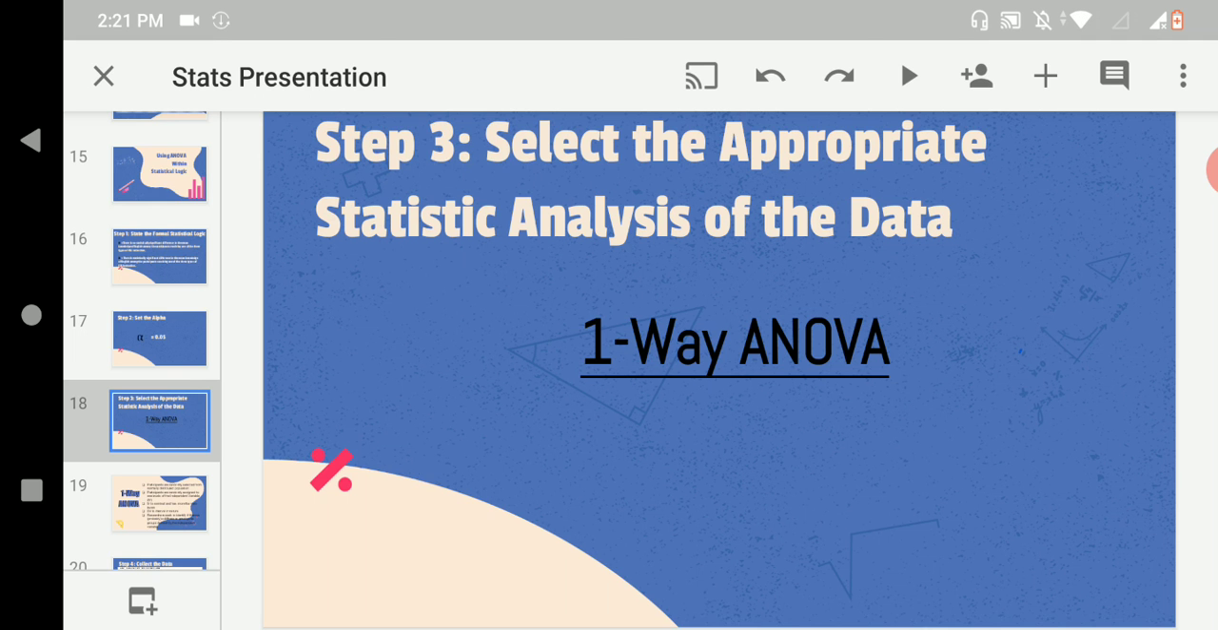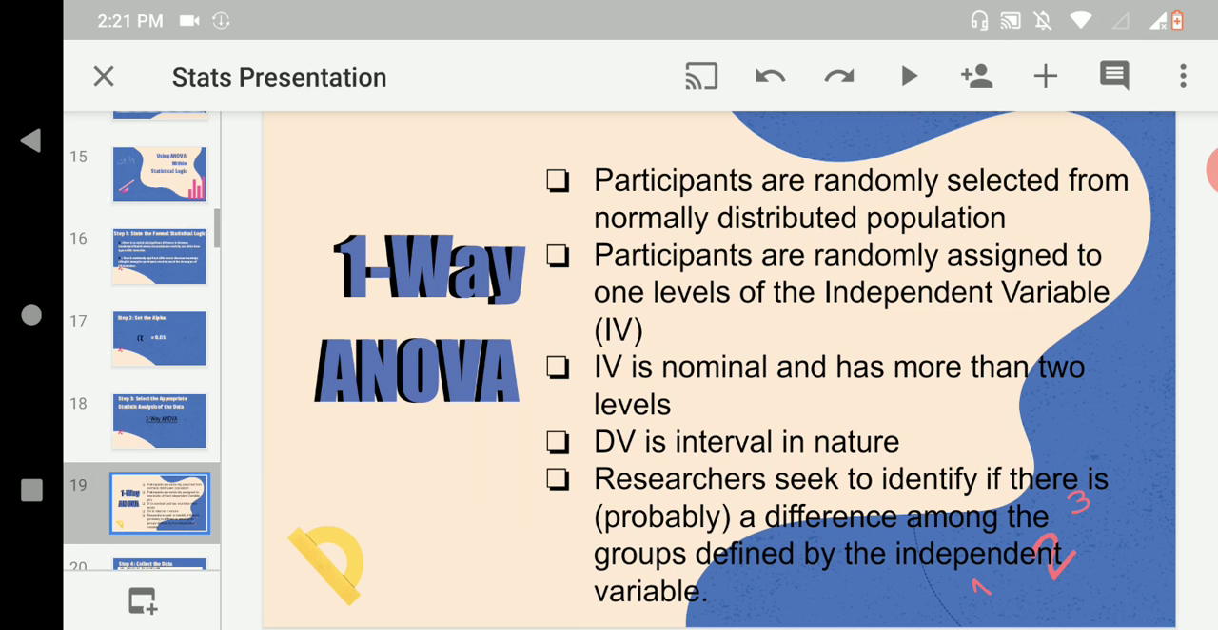Next step, step 3. We have to select the appropriate statistical analysis of data. In this manner, we will be using one-way ANOVA. However, for us to be sure that one-way ANOVA is the right tool for this data, we have to check the following first.